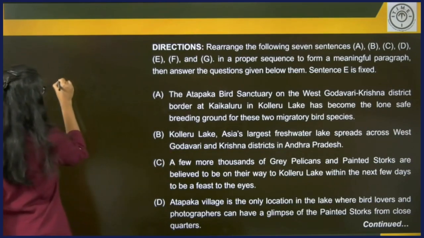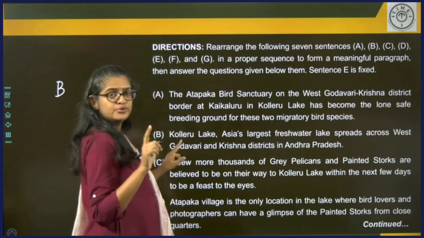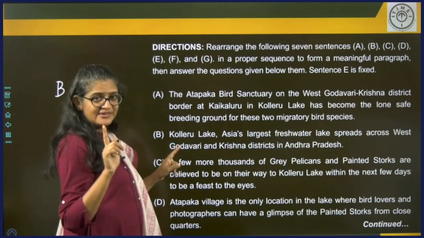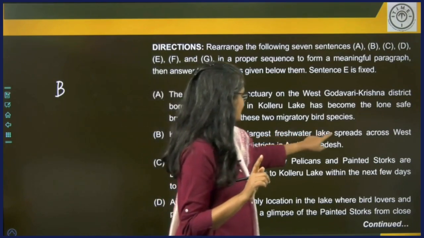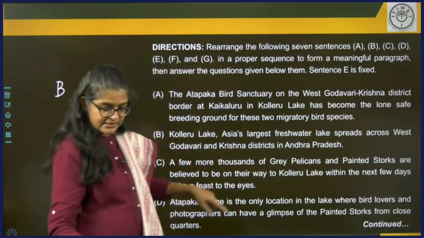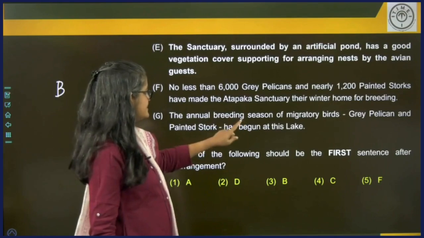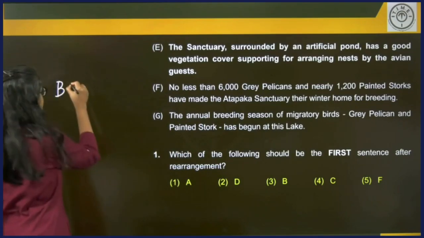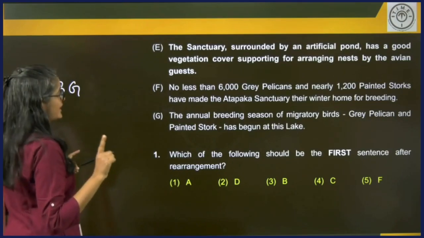Okay. So, we have sentence B. Now, do you remember a sentence which talks about this lake or the lake, something like that? So, Kolleru Lake, Asia's largest freshwater lake, spreads across West Godavari and Krishna districts in Andhra Pradesh. The annual breeding season of migratory birds, grey pelican and painted stork has begun at this lake, right? These two sentences go together.